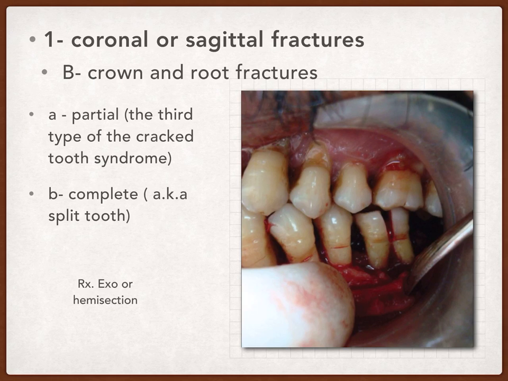Okay. The treatment of this case is either an exo procedure or a hemisection if it is a lower 6, and so many of the cracked tooth syndrome cases happen in the lower 6s, so it is possible to do a hemisection or an extraction. Or if the tooth is savable, if we have a partial crown and root fracture, we can do endo and cover it with a crown.